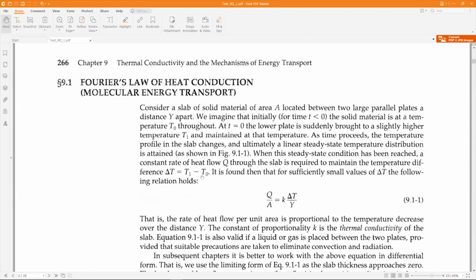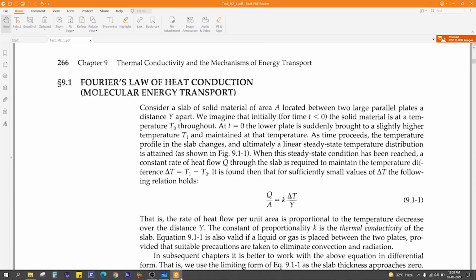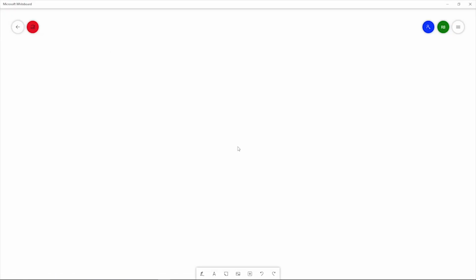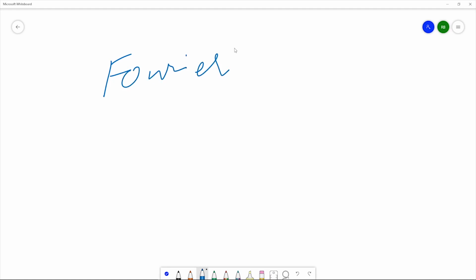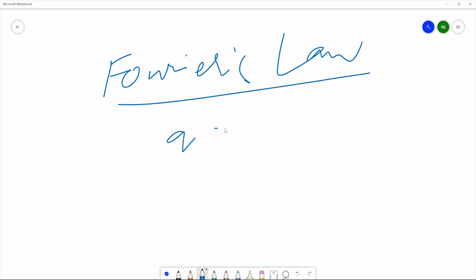So we have Fourier's law of heat conduction. It is basically nothing but the conduction mode. So what is Fourier's law? You already know this is small q equals minus k delta T by delta x. Definitely there is a minus here. So what are the terms?